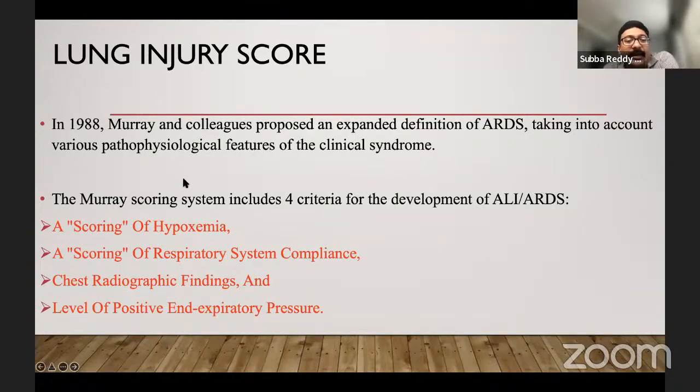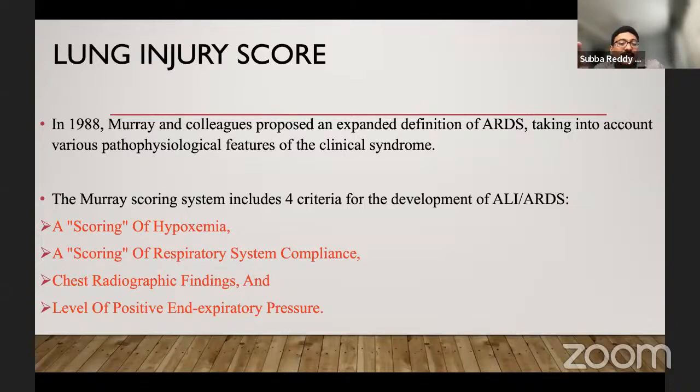And in 1988, Murray and colleagues proposed an expanded definition of ARDS, taking into account various pathophysiological features of the clinical syndrome. The Murray scoring system included 4 criteria for the development of acute lung injury or ARDS: a scoring of hypoxemia, scoring of respiratory system compliance, chest radiographic findings, and level of positive end expiratory pressure. So based on your PEEP, your chest X-ray findings, the respiratory compliance, and the hypoxemia.